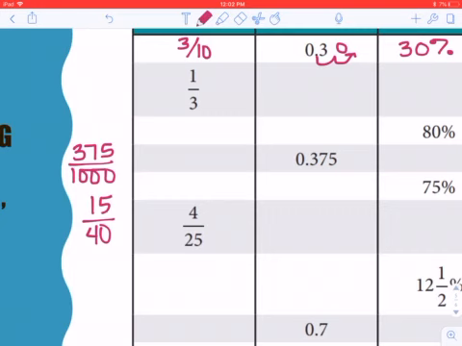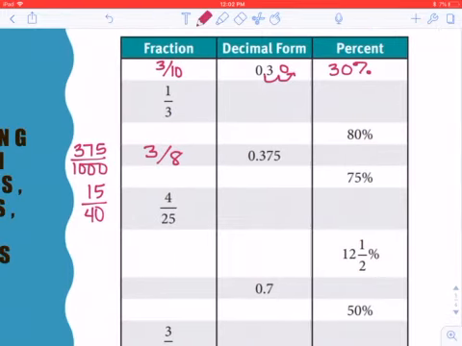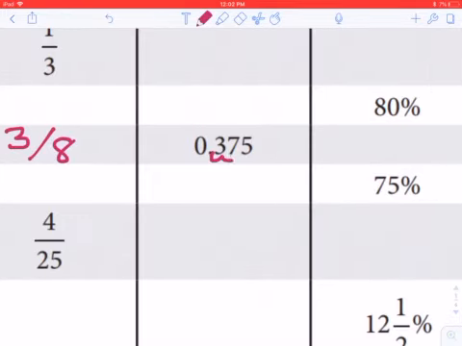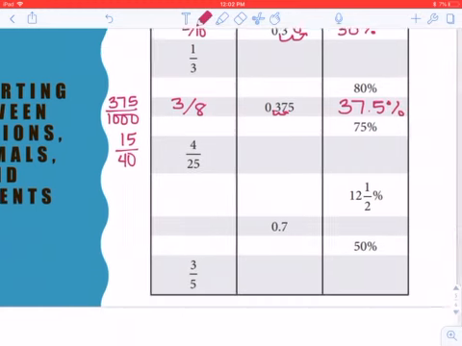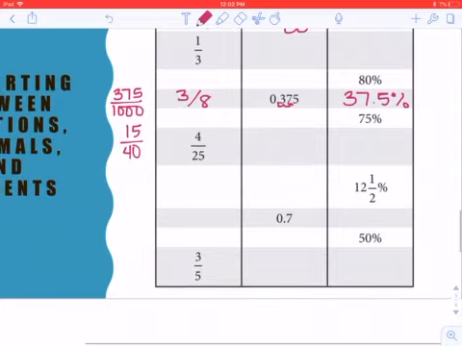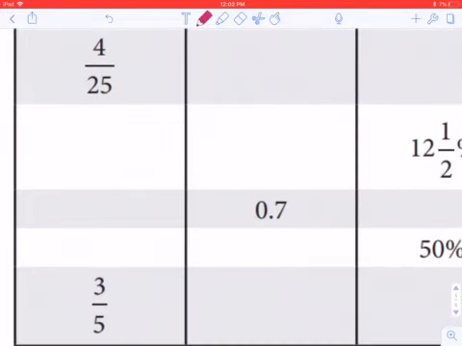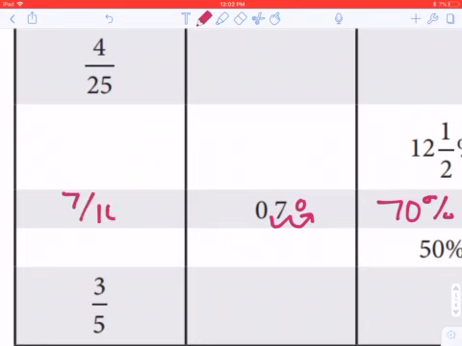So that means I can go further. Yes, 15 and 40 are both divisible by 5. 15 divided by 5 is 3. 40 divided by 5 is 8. So 0.375 is 3/8. 0.375 is also 37.5%. Then I'm going to skip down here to 0.7. 0.7 is 70%. And it is 7/10, so 7 over 10.